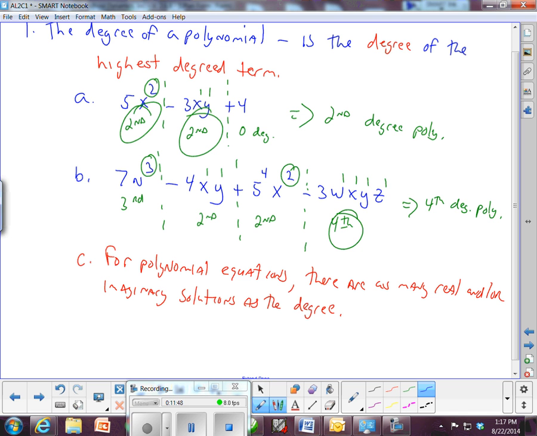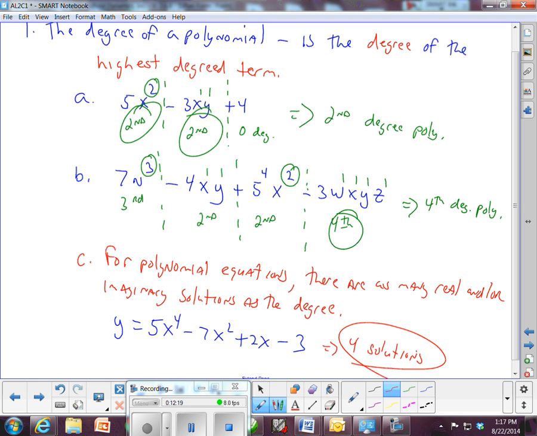So for example, let's suppose you had something like this: y equals 5x to the fourth minus 7x squared plus 2x minus 3. All right, this is a fourth degree, and that would imply that there are up to four solutions.